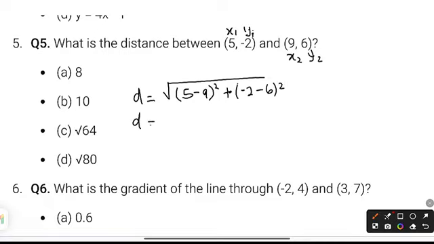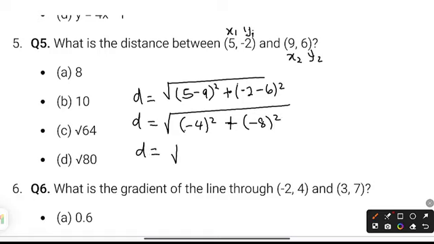Now our distance equals the square root of 5 minus 9 squared. 5 minus 9 gives us minus 4, so that will be minus 4 all squared, plus 2 minus 6, that will give us minus 4 squared. Wait: that will give minus 4 squared? No—2 minus 6 gives us minus 8, squared. So d equals the square root of minus 4 squared, which is 16, plus minus 8 squared, which is 64. Now if you add this together, we have the square root of 16 plus 64.